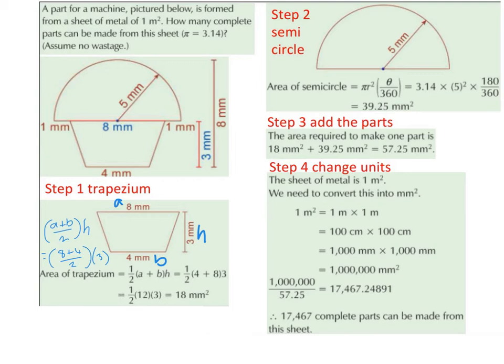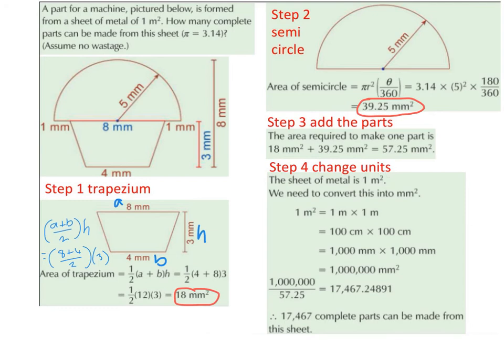Or we can get the area of the full circle, so pi r squared, 3.14 times 5 squared, and then just divide our answer by 2, because a semicircle is half a circle. So we'll still get 39.25 millimeters squared. Step 3 is we add up the parts. So 18 millimeters squared plus 39.25 millimeters squared gives us 57.25 millimeters squared. So 57.25 millimeters squared is the area of one of these pieces.